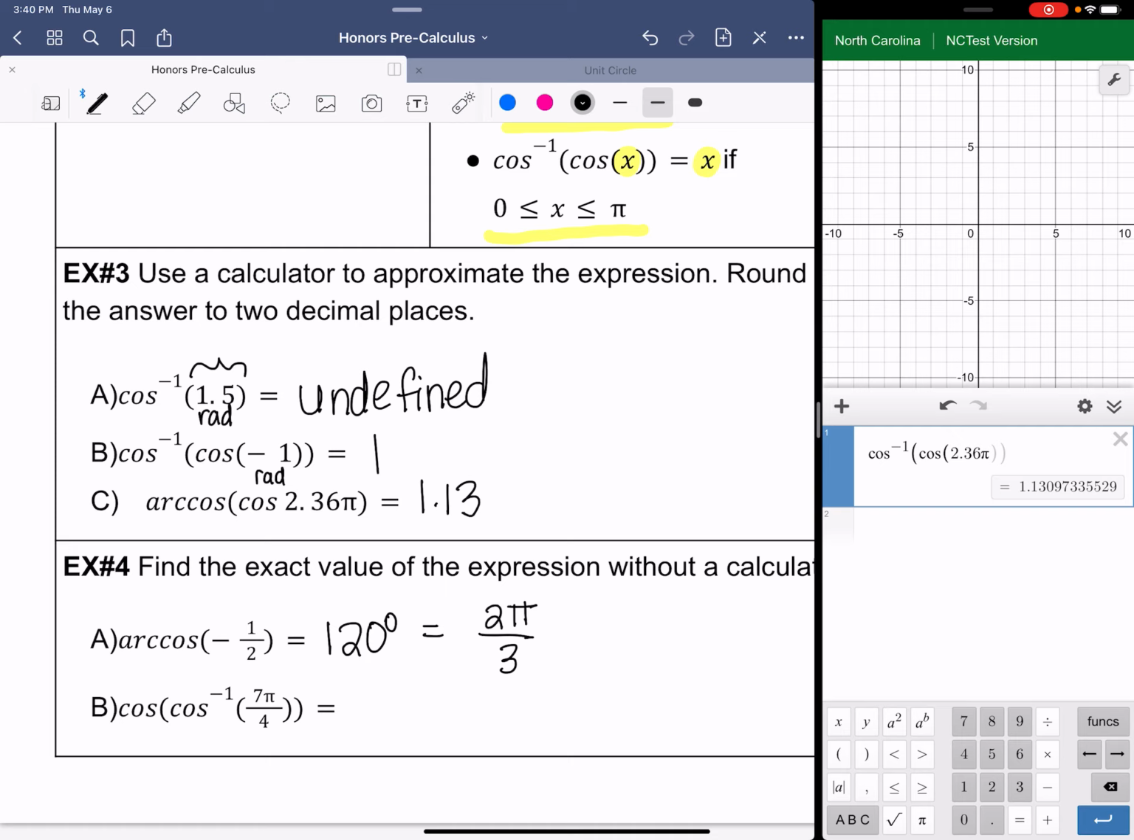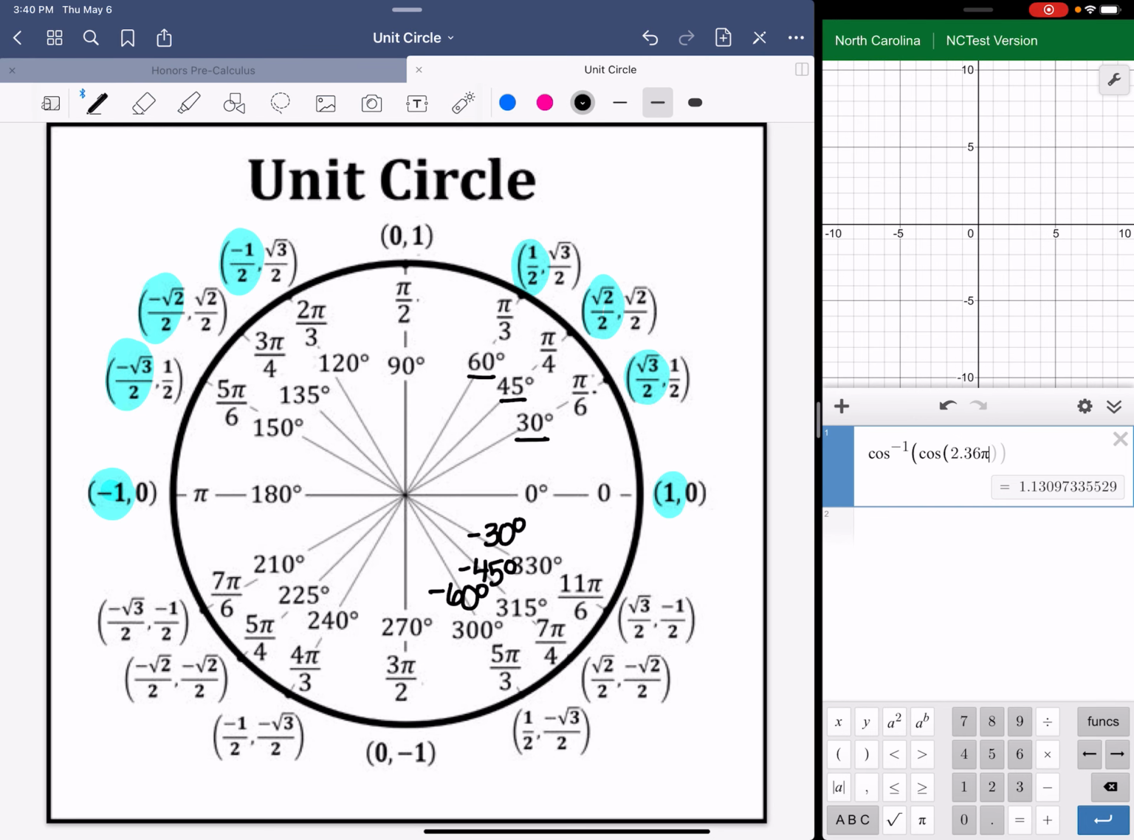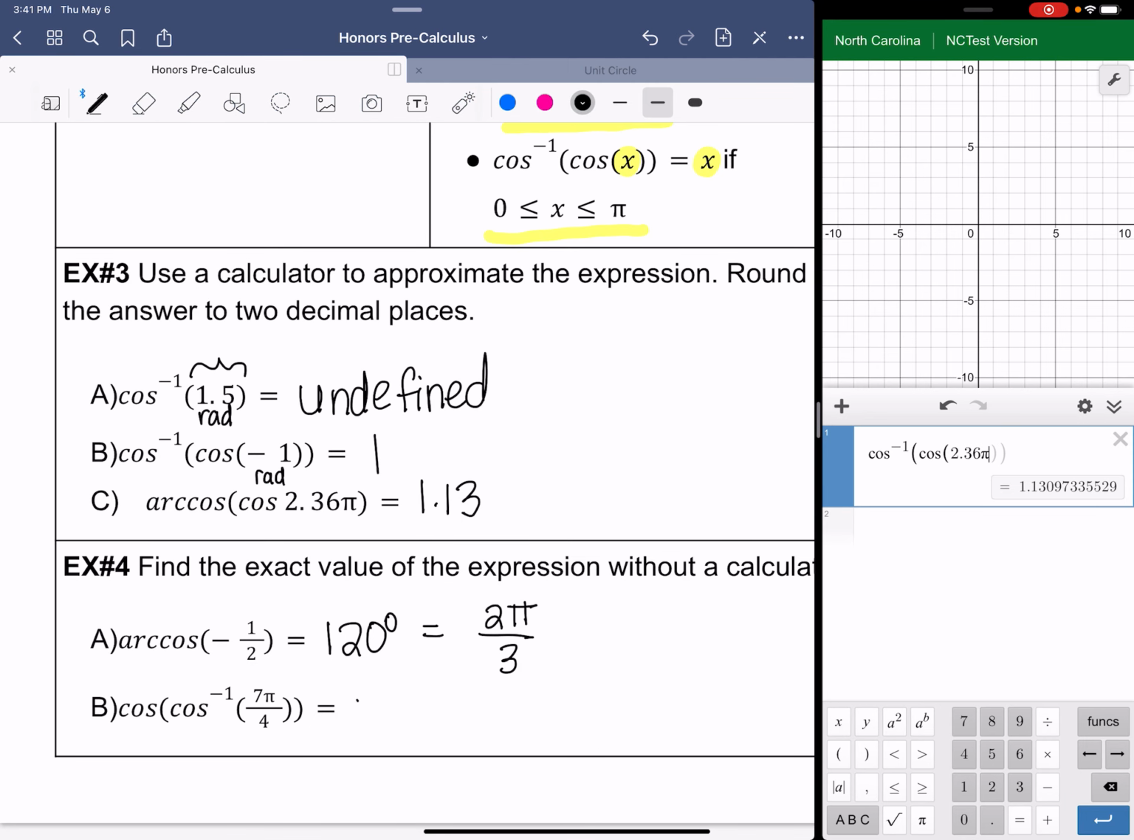All right, so the question here is, does this apply for 7 pi over 4? So 7 pi over 4 is going to be 315. So 315 is outside of my typical range. Since it's outside of quadrant 1 and 2, 7 pi over 4 does not fall between quadrant 1 and 2. So this cannot work for us. This is going to be undefined because it falls outside of our restriction.